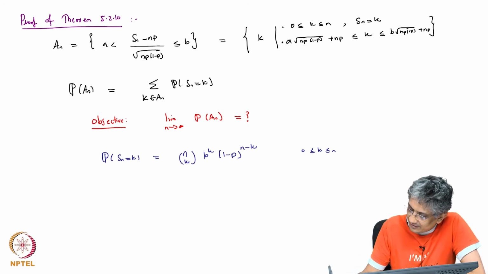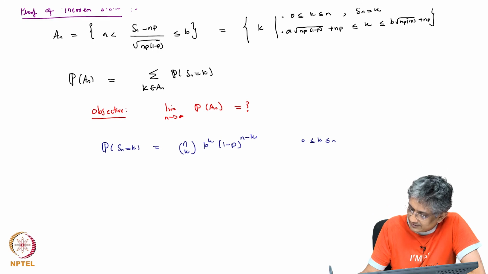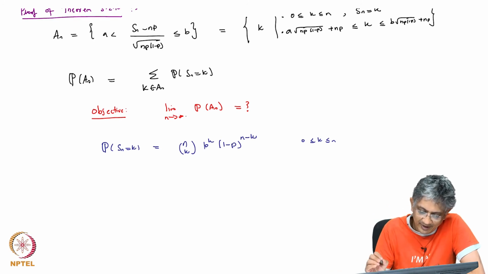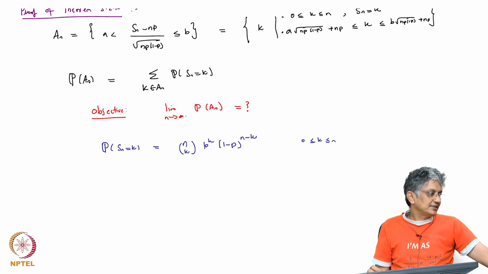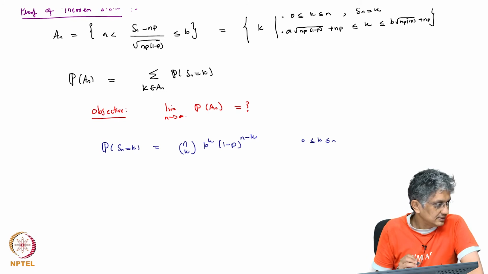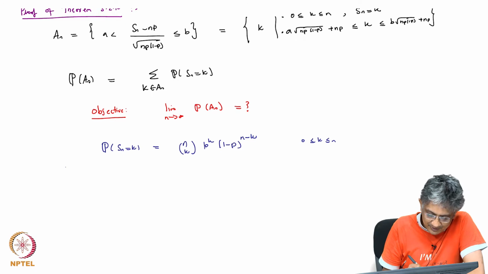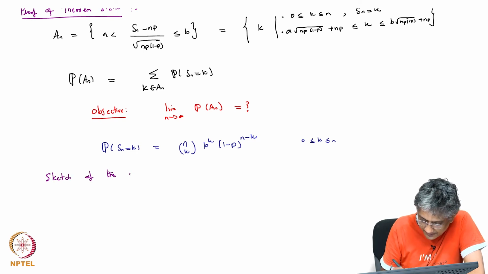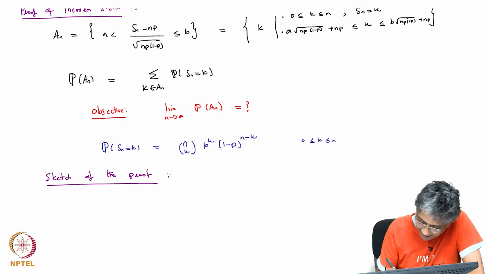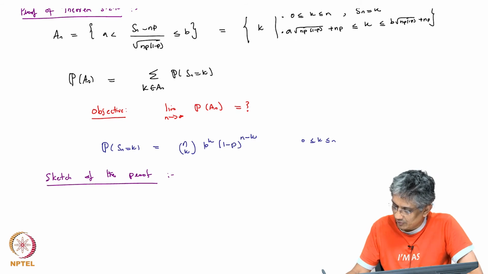There are 4 key steps. I will not do the exact proof. The whole thing is to analyze the probability of An carefully, so I will give you a sketch of the proof in a very precise way. It's not a complete proof, but it will give you the key steps, and you'll be able to do the proof by yourself later. You work on it slowly.